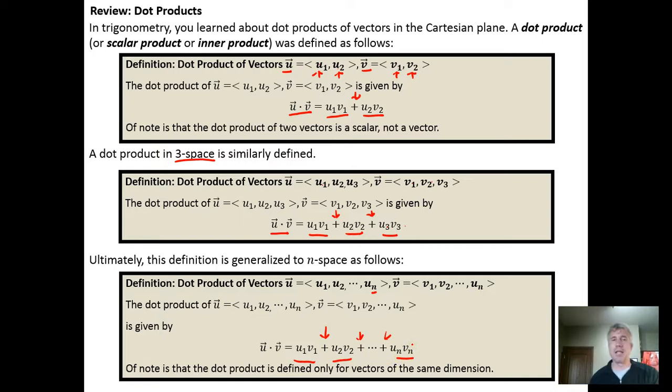So the key is that the way that dot product has been defined, you can only take the dot product of vectors if they are the same dimension. You can't take the dot product of a two-dimensional, for example, and a five-dimensional vector.